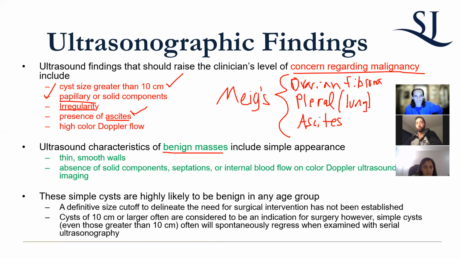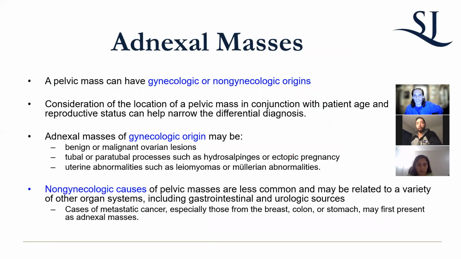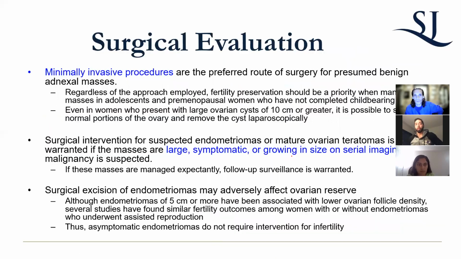If they're benign, they're going to have thin, smooth walls. They're not going to have solid components or septations apart from what I showed you for the hemorrhagic cyst, and they're not going to have blood flow, okay? The rest of this is pretty straightforward.